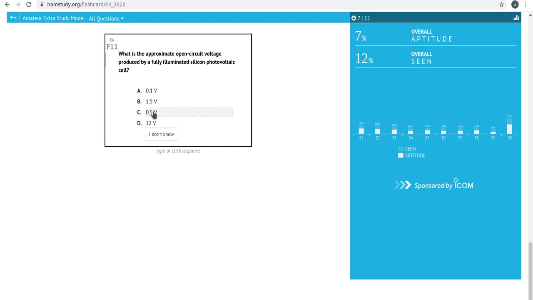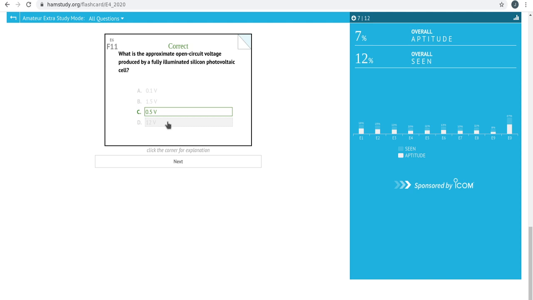I'll just read off for anyone listening. A is 0.1 volts. B is 1.5 volts. C is 0.5 volts. D, 12 volts. I'll pick C. The other one I'm leaning to is B, but you are correct. It is actually C, half a volt per cell.